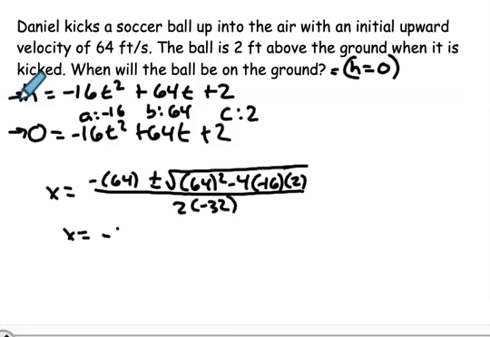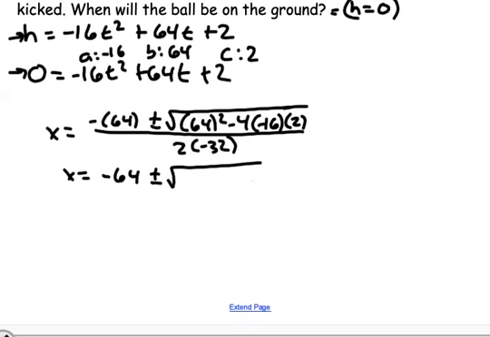Let's simplify this up a little bit. We have negative 64 plus or minus the square root. So in here, we're going to get bigger numbers, and that's okay. Just use a calculator and be careful. The 64 squared part gets you 4,096. I have two negative numbers that will multiply to be something positive. So I need a plus sign here. 4 times 16 should be 64, 4 times 2 should be 128. That's a positive. Over 2 times negative 32, which is negative 64.